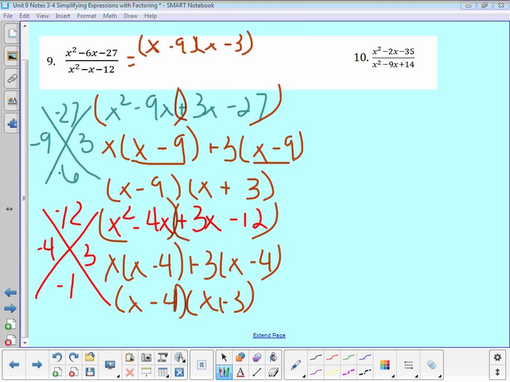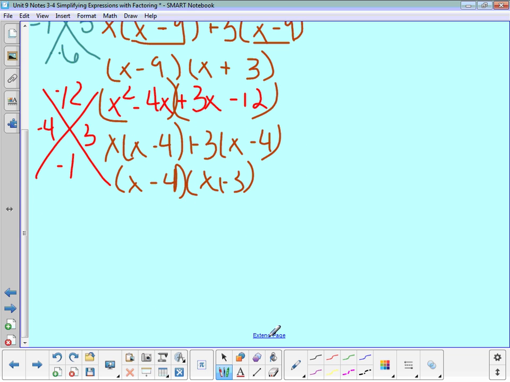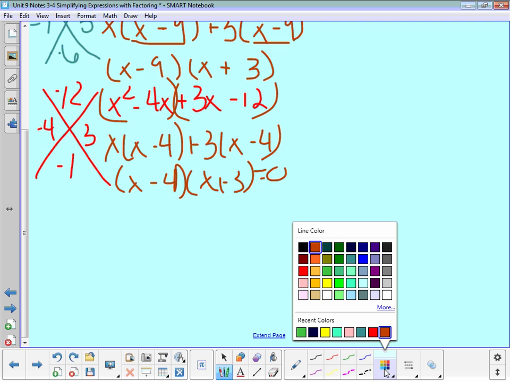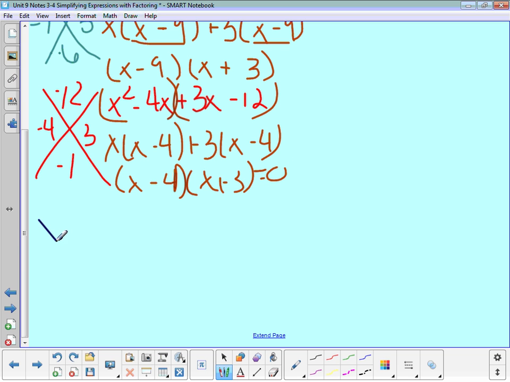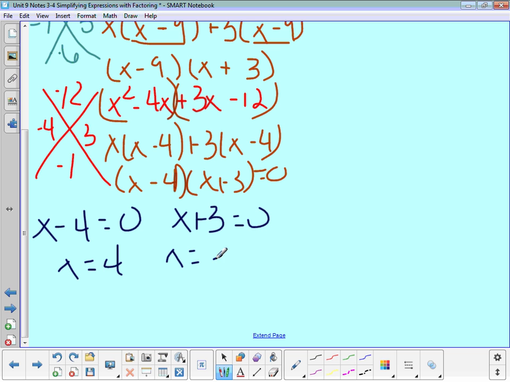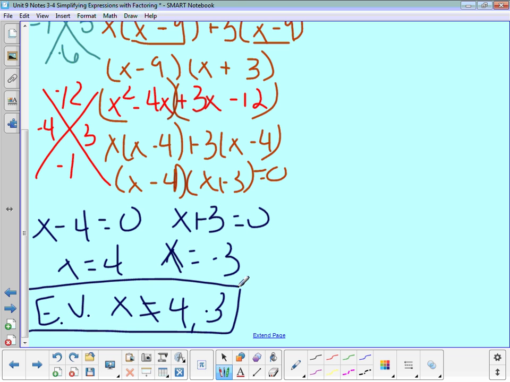Now this x that we factored does have an excluded value, because now we're worried about the denominator. So now we want to take this one and set that equal to 0. So then we have x plus 3. So then we end up with x is equal to 4 and x is equal to negative 3. Yes, they're equal to it right now, but those are actually the values that we want to exclude. So our excluded values are that x cannot be 4 or negative 3. So there's your excluded values.